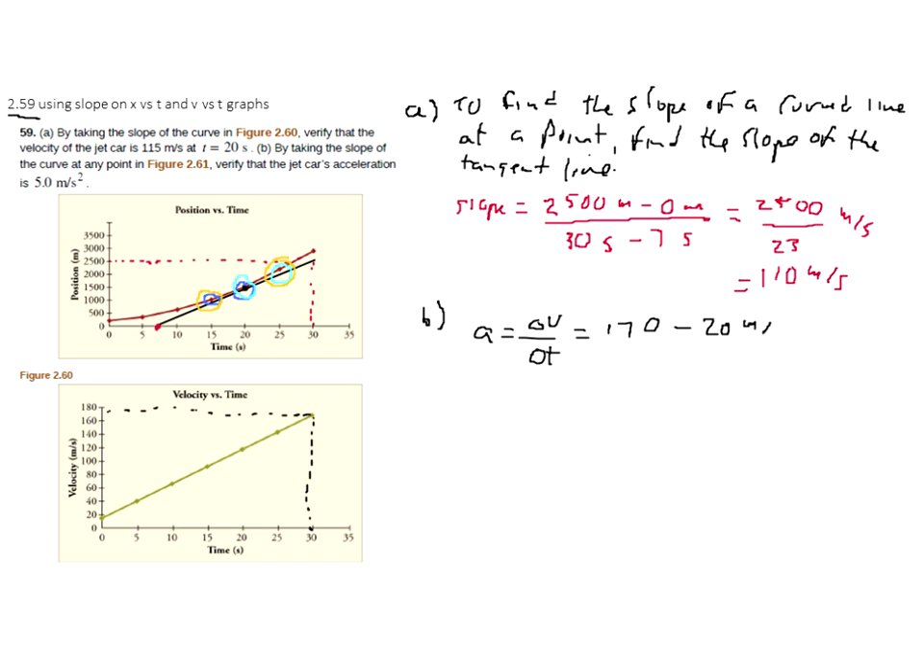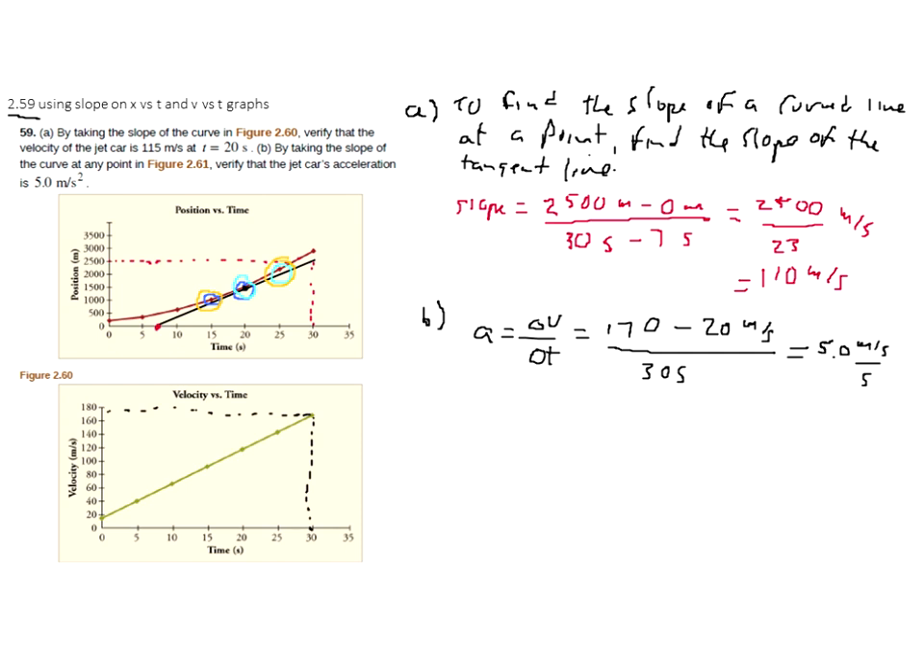170 minus 20 meters per second divided by 30 minus 0. So 30 seconds, 170 minus 20 is 150. 150 divided by 30 is 5 meters per second per second. So just a little review there.